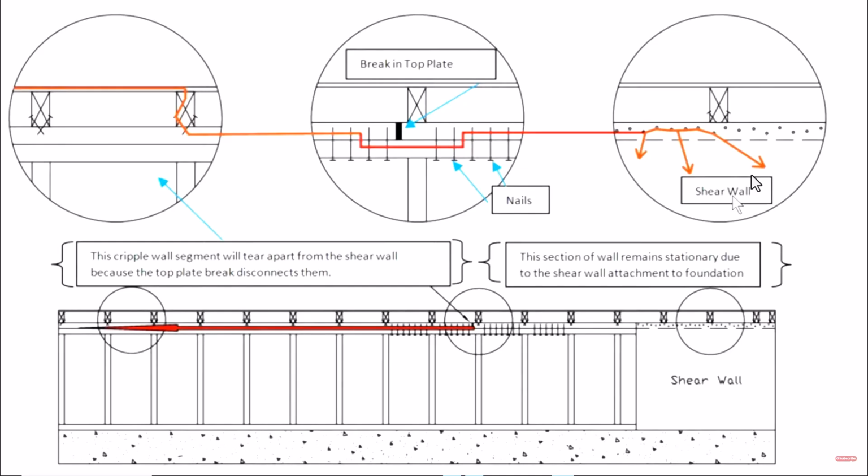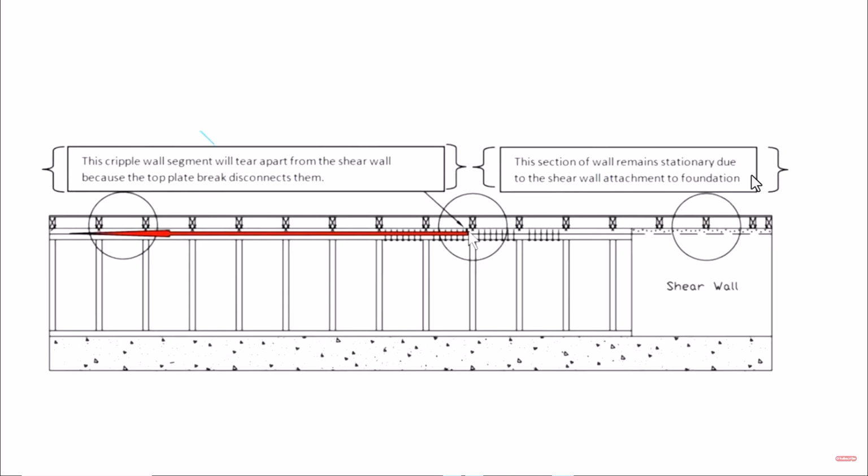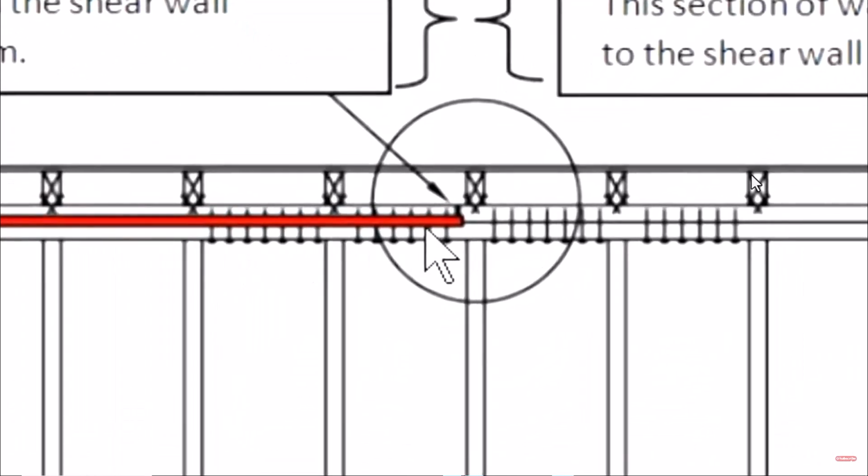So let's go ahead and look at the big picture on that. So here we have the break in the top plate. This entire cripple wall and floor and everything is disconnected from our shear wall. So now what we've done is we put a whole bunch of nails on this side of the break, a whole bunch of nails on this side of the break. So when the earthquake force comes this way, it travels through the nails into the lower top plate, because remember, the nails go into the upper and into the lower.